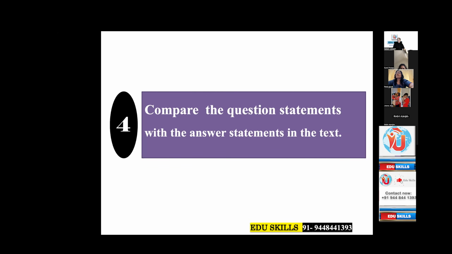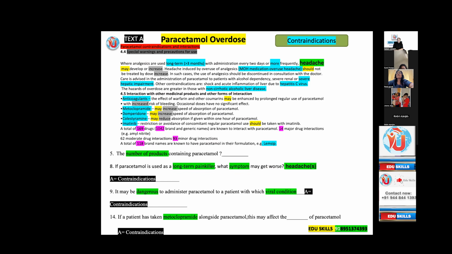Compare the question statements with the answer statements in the text. Next step is compare the question statements with the answer statements in the text. Okay, now these are the question statements. You have answers here highlighted, clues highlighted. You have to compare them. You see here, number of products. So, one of the numbers will be the answer. But when you read the whole thing, containing paracetamol, known to have paracetamol in their formulation. See the synonymous language used. Containing paracetamol, have paracetamol in their formulation.